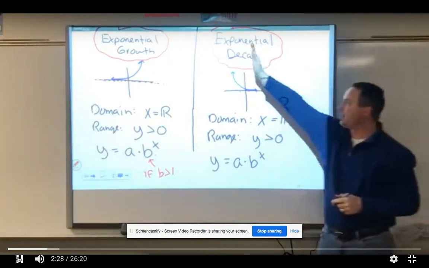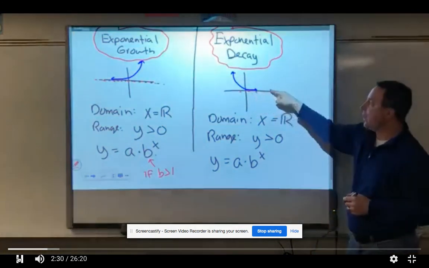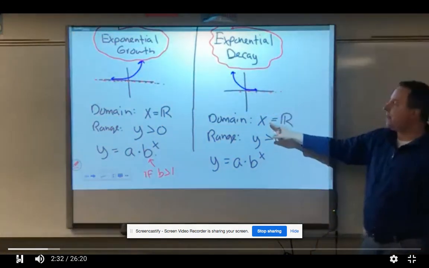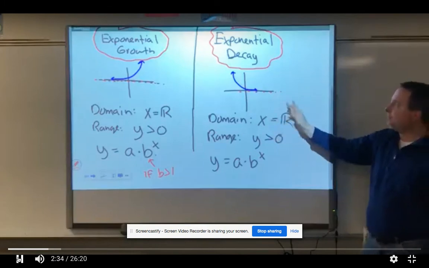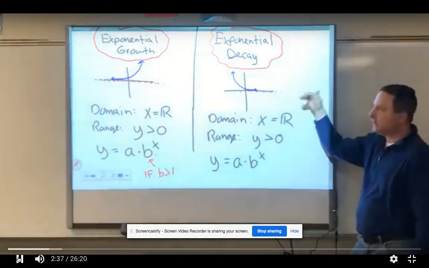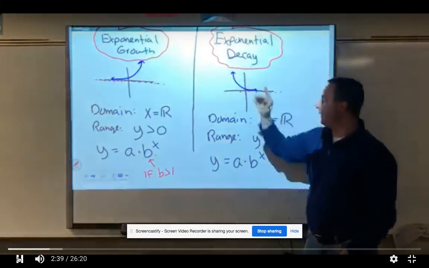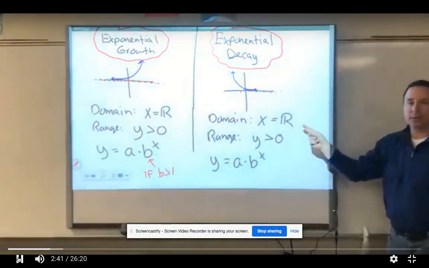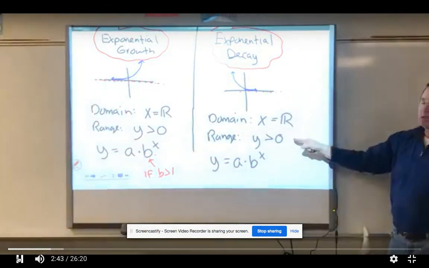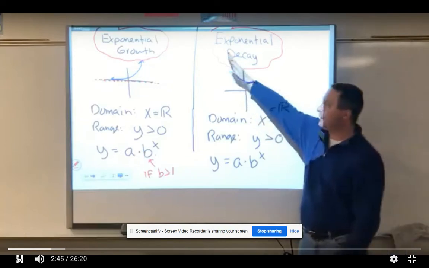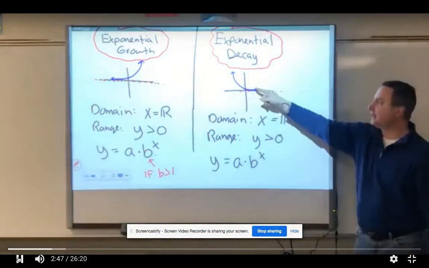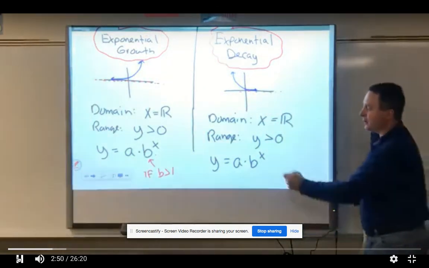With exponential decay, same type of thing. You notice this graph, it starts out high and gets lower. It levels off at 0. But describing its domain and range, the domain, it goes to the right forever. It's going up and to the left forever. So again, the domain is all real numbers. The range, how high or low, what's going up forever. But notice here again, it levels off at 0, so it's just greater than 0.